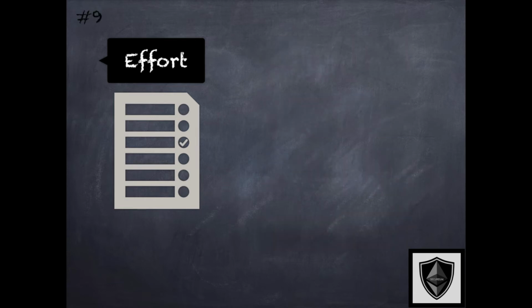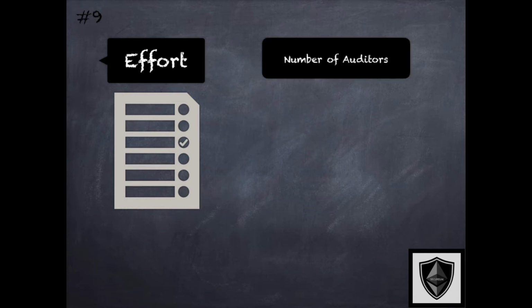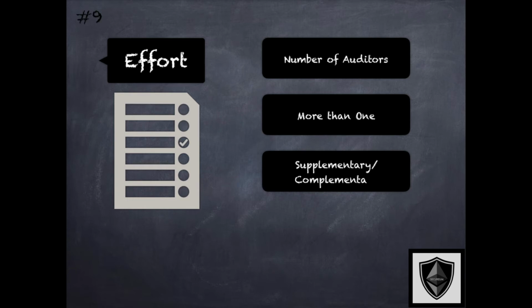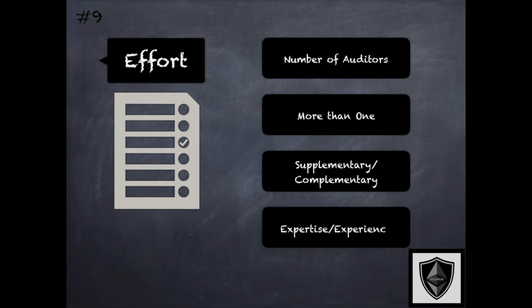The audit effort from a resources perspective typically involves more than one auditor simultaneously for getting independent, redundant, or supplementary, complementary assessments of the project. The more than one approach is generally preferred to deal with any blind spots of individual auditors stemming from expertise, their experience, or even just luck.